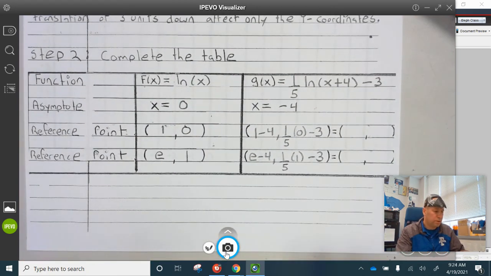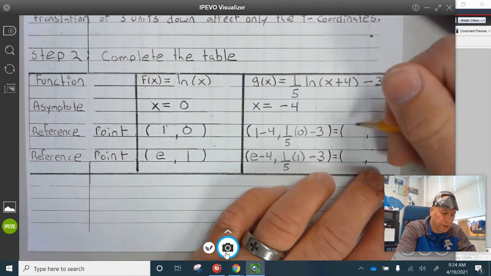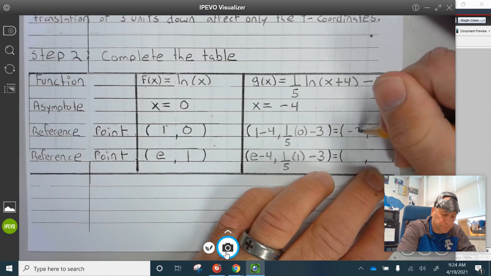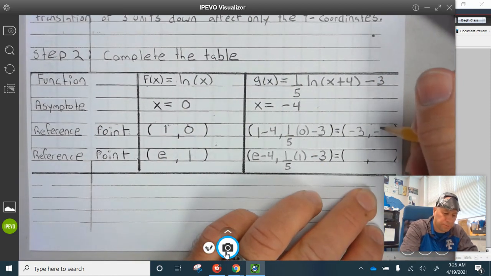Alright, so when f(x) = natural log of x, the asymptote is x = 0, the reference point is (1, 0), and the other reference point is (e, 1). When g(x) = 1/5 natural log of (x + 4) - 3, the asymptote is x = -4. And so now our reference point is 1 - 4, which is -3. And 1/5 times 0 is 0, minus 3 is -3.